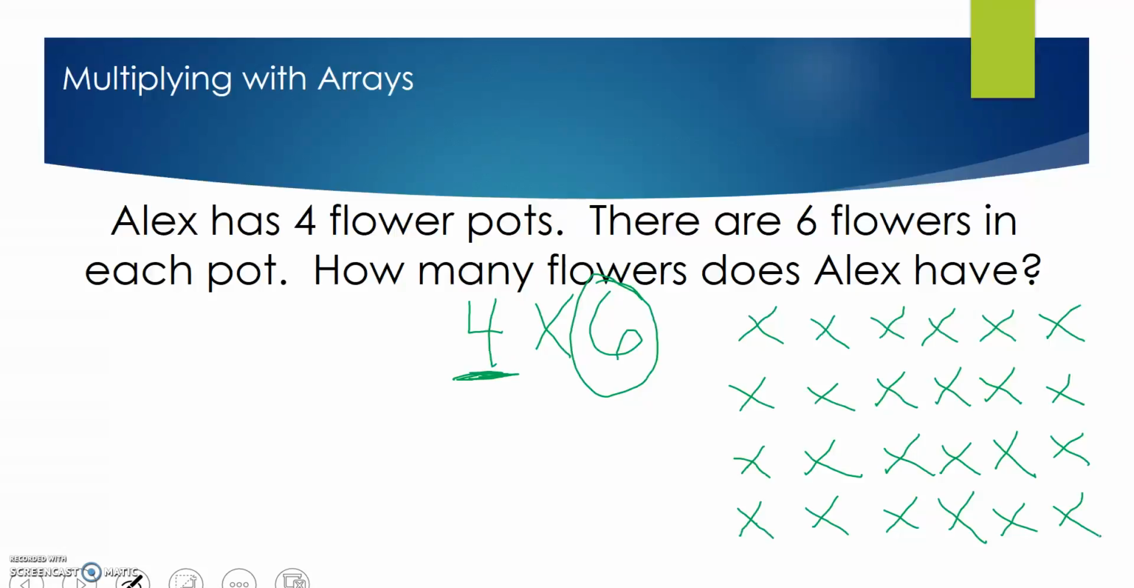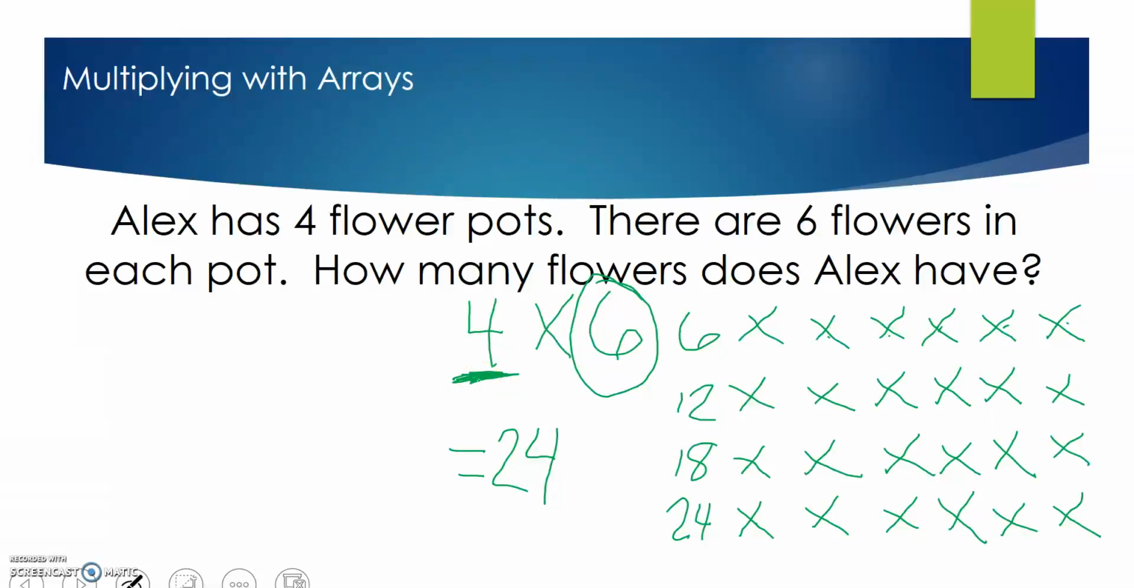Once I've created my array, I can count my X's, 1, 2, 3, 4, 5, 6, or I could even use repeated addition or skip counting. I could say 6, 12, 18, 24. And that would be my product. 6 times 4 equals 24.